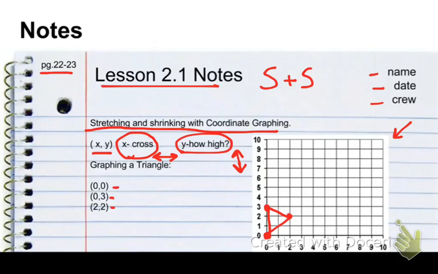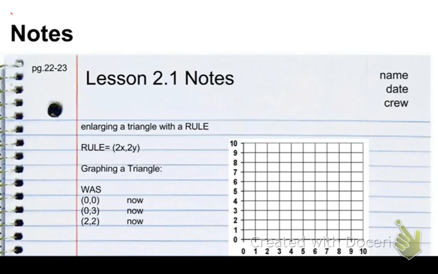Now let's see if we can apply some rules and monkey with them. We're now going to enlarge a triangle using a rule. And this is our rule: (2x, 2y). What does that mean? Well, it means we are going to double the x value and double the y value. So I'm going to multiply both of them by 2.